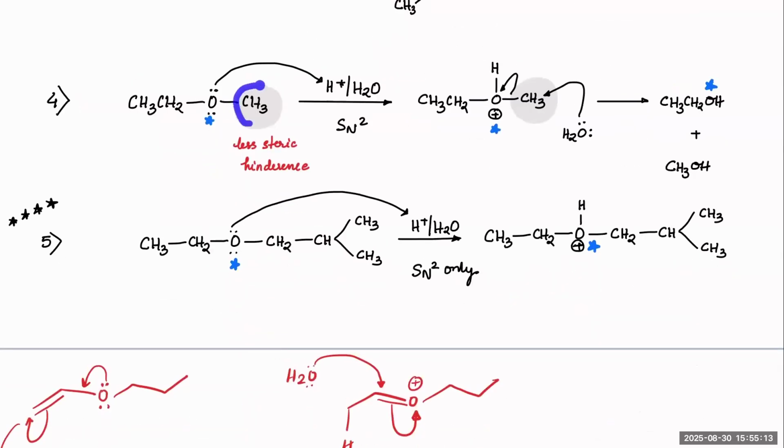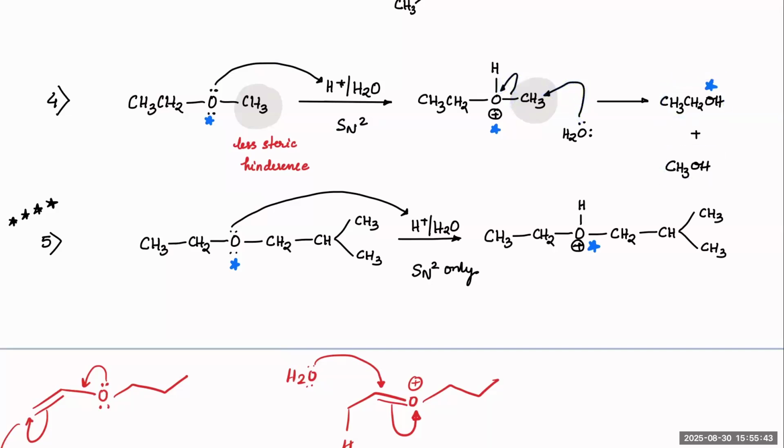Now here you see, this is methyl, this is ethyl, so there is no 2-degree at all. So it will favor SN2. But first, after protonation, you need to check which side is less substituted. This carbon is less substituted, because SN2 always happens in the direction where it is less substituted. So water will attack from here, and the bond will break on this side, making ethanol and methanol.